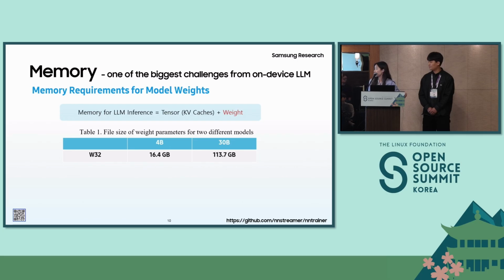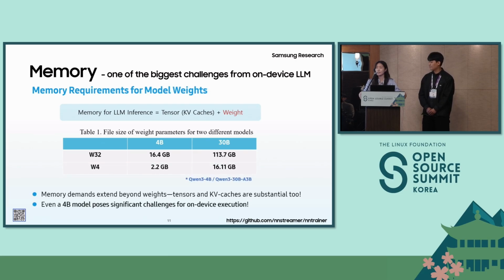First one is a 4 billion parameter model and a larger 30 billion parameter model. Since full precision models of them are simply too large for devices, we usually use quantized models. For example, I've prepared the case using 4-bit quantization, which is what you see here in the second row of this table. So what do the numbers look like? For the quantized 4-bit model, as you can see, it needs 2.2 gigabytes just for its weight. And this might seem manageable for on-device use.